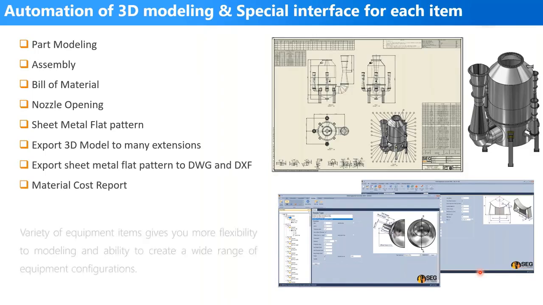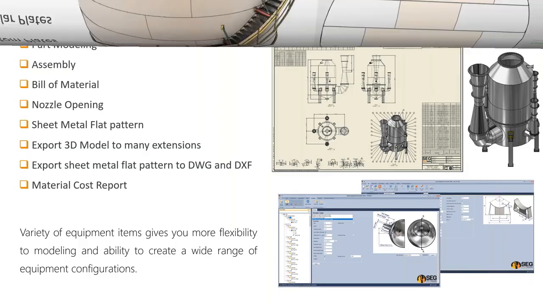You can generate many other features like nozzle openings, sheet metal flat patterns for all blades in your project, and you have the ability to export the 3D model to many different extensions to suit other CAD software like Pro Engineer, CATIA, CAD Works, SolidWorks, and more. The same for drawings. And the same for sheet metal flat patterns. You have the ability to export them in DWG and DXF extensions.